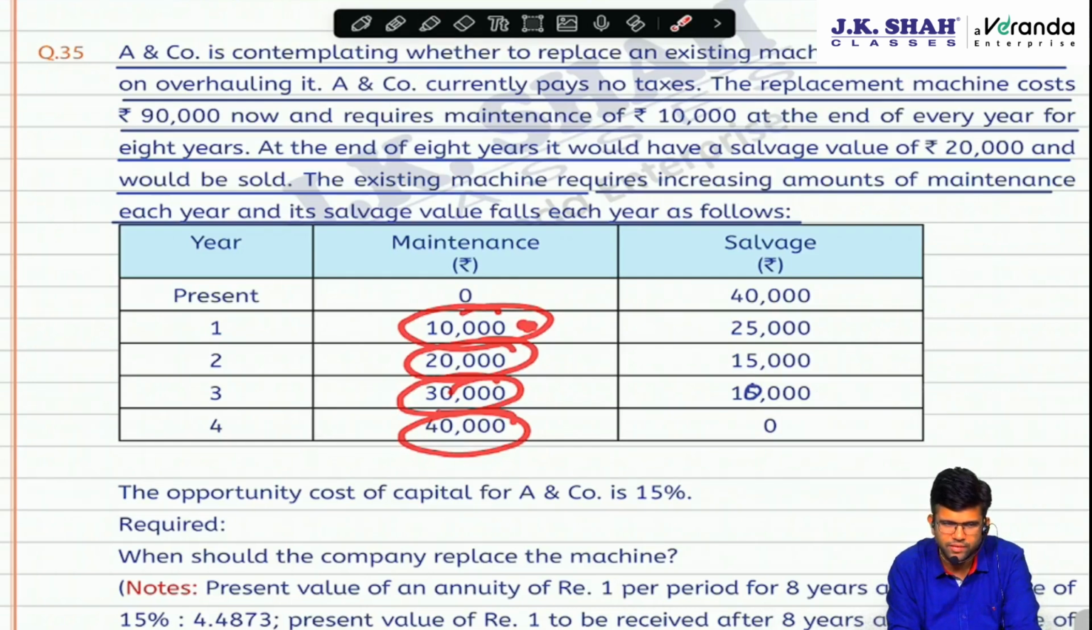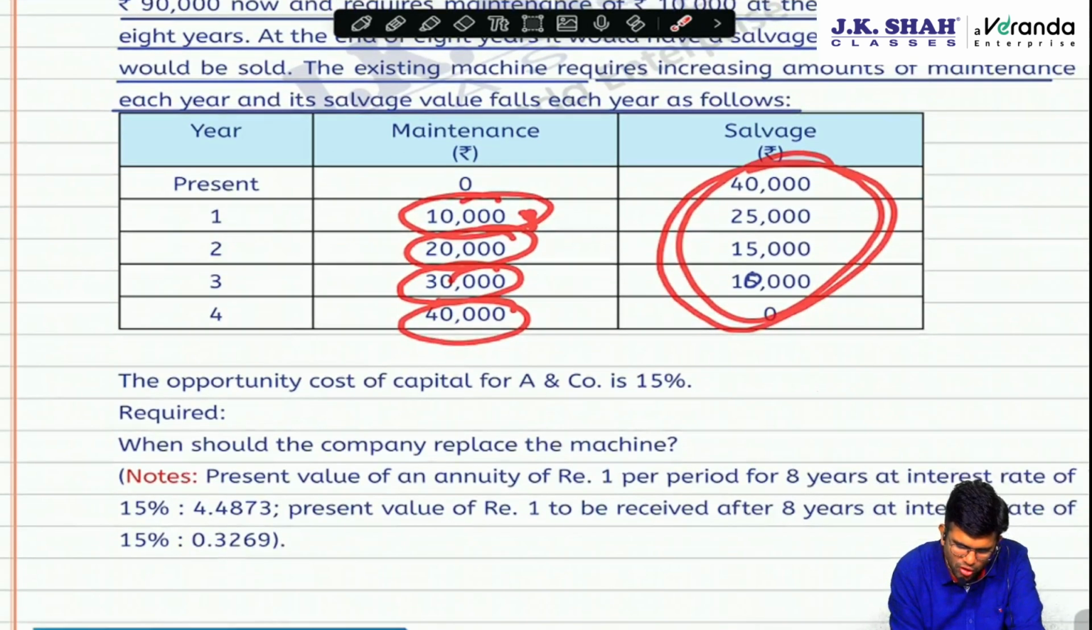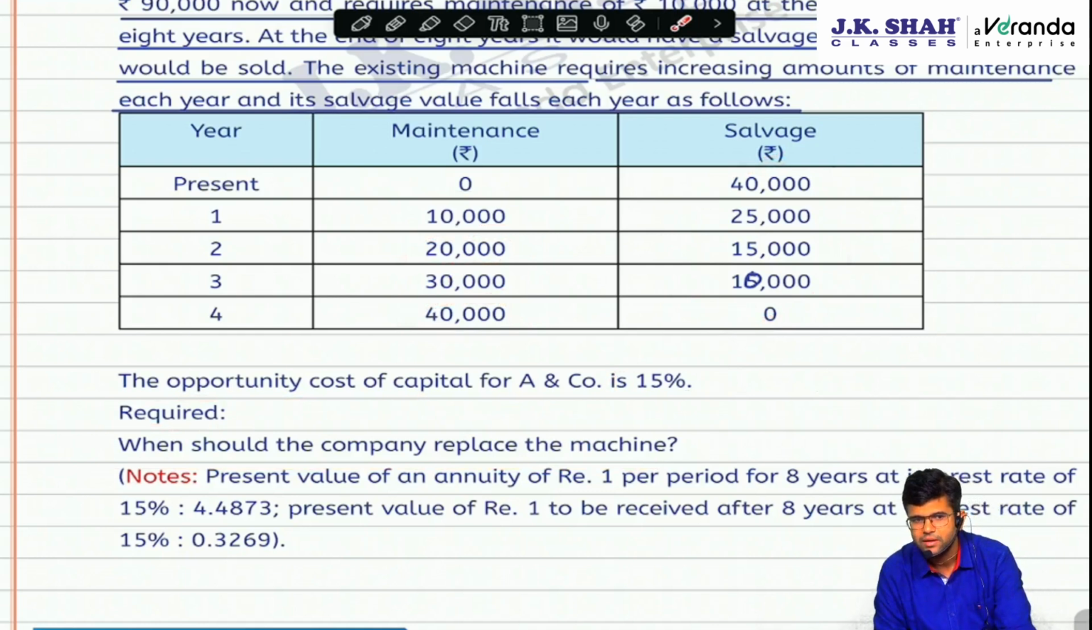Existing machine, I hope everybody is clear. For the existing machine, the maintenance cost is given. The existing machine salvage is given. Opportunity cost of capital for A and Company is 15% required. When should the company replace the machine? Everybody clear? Now look at me.